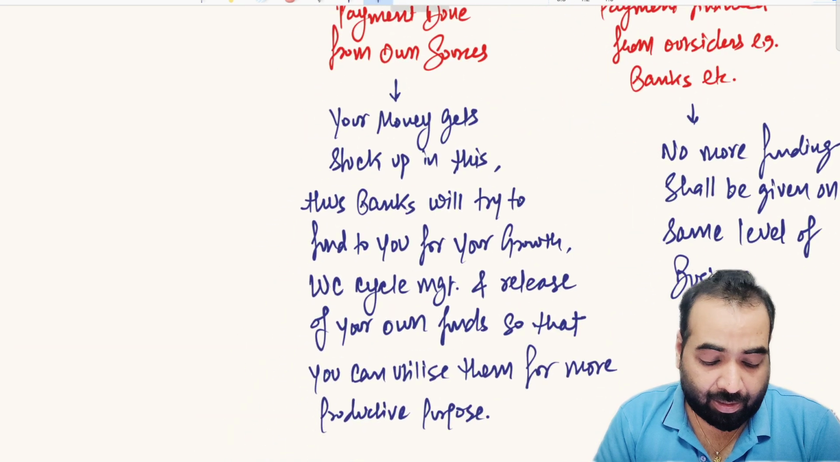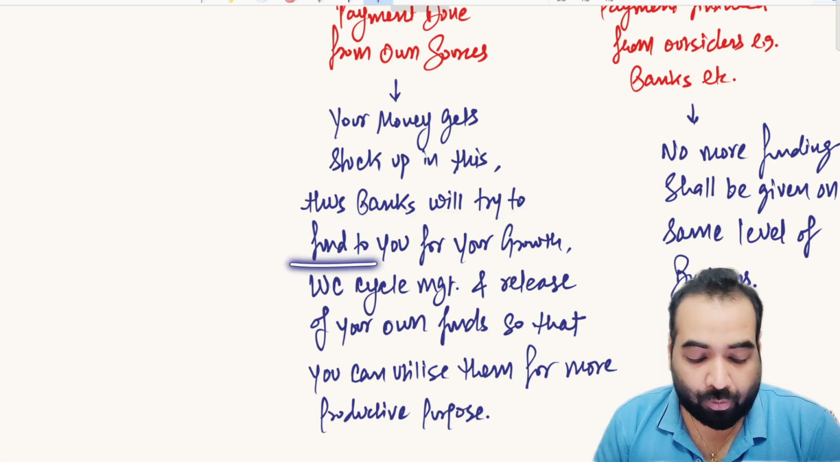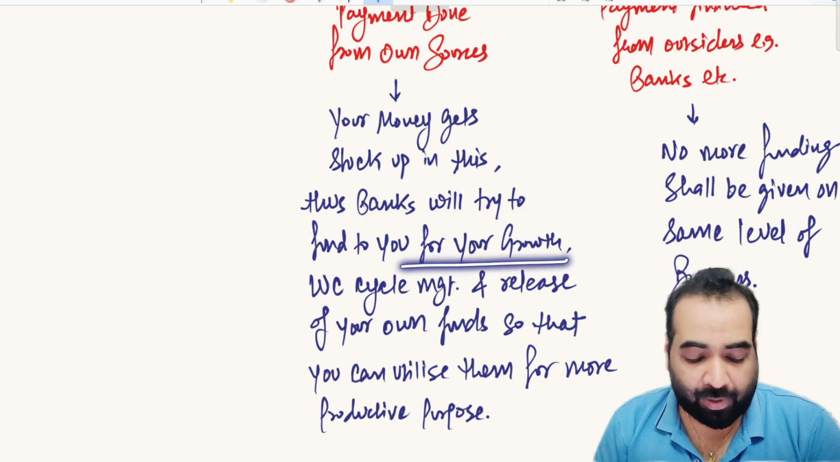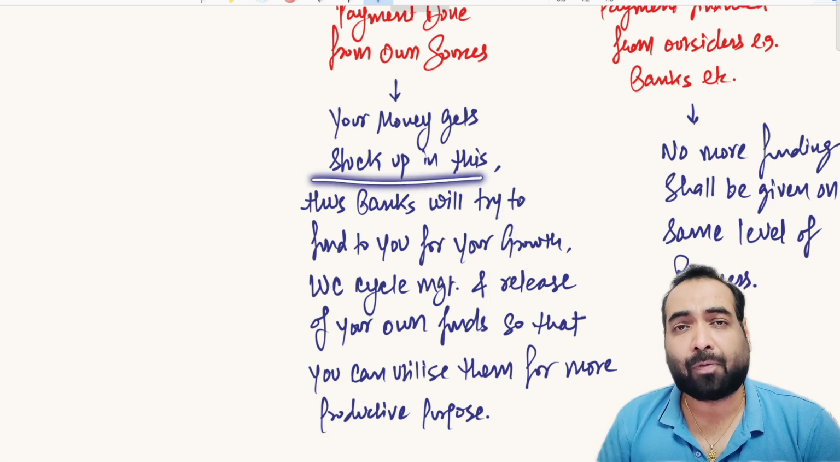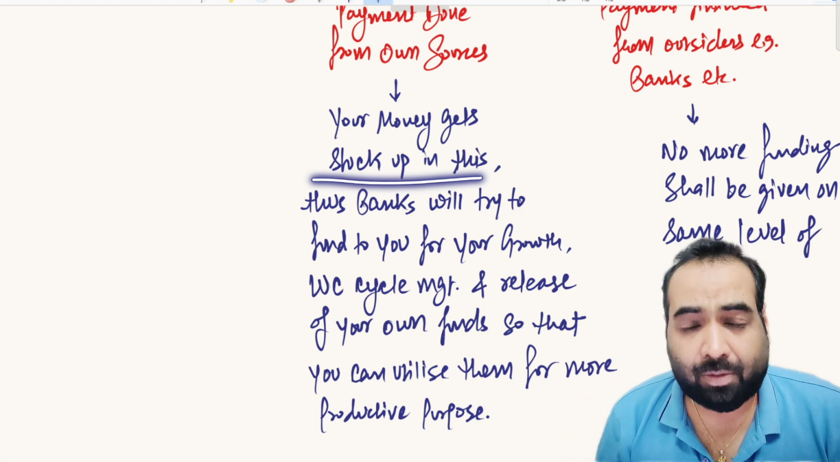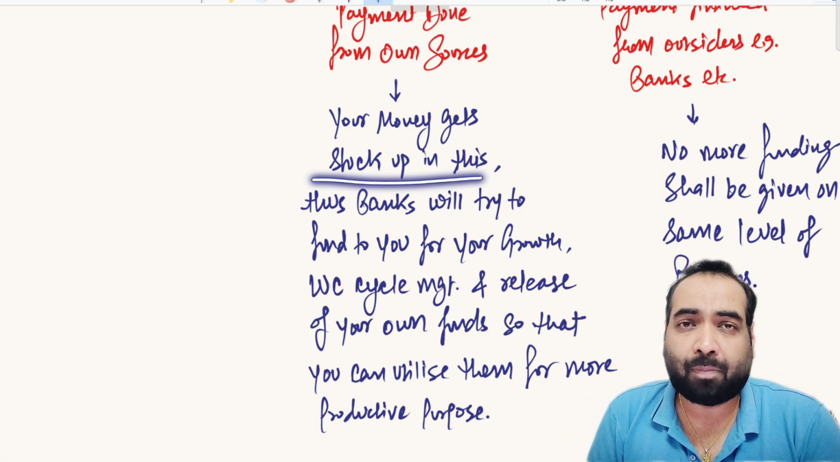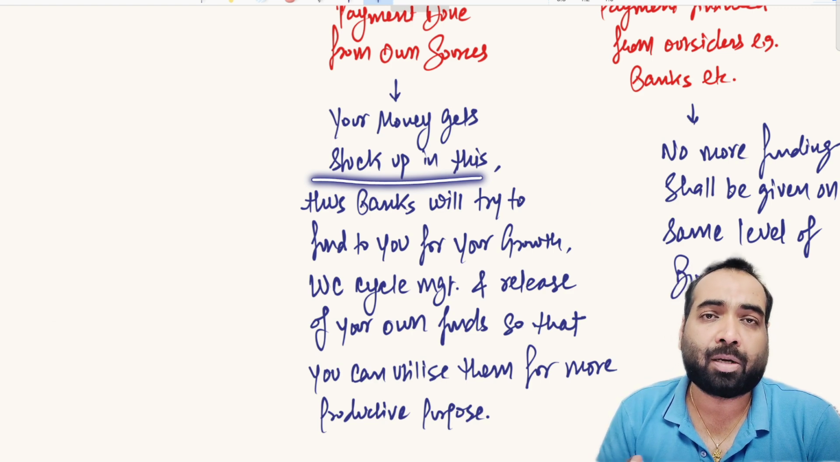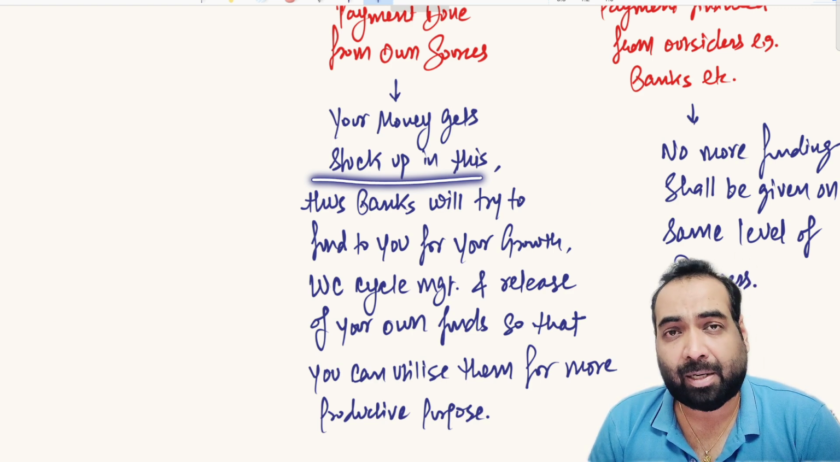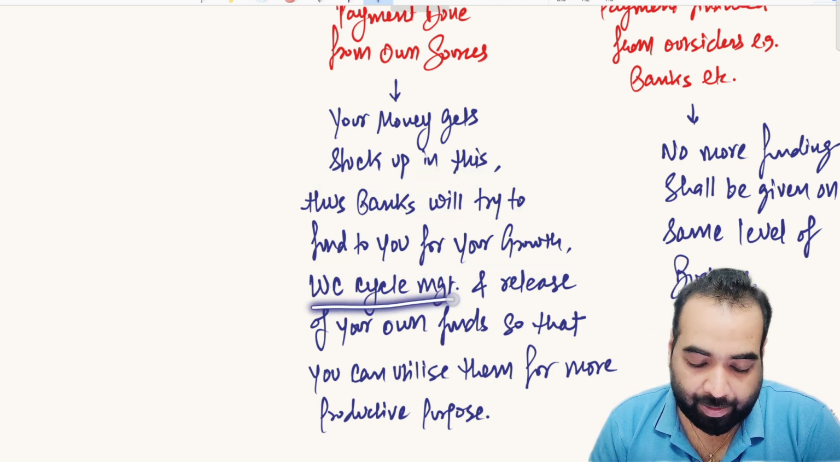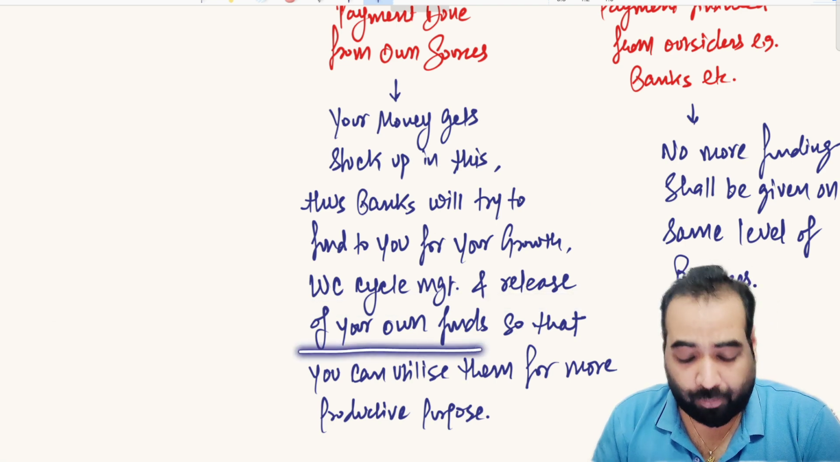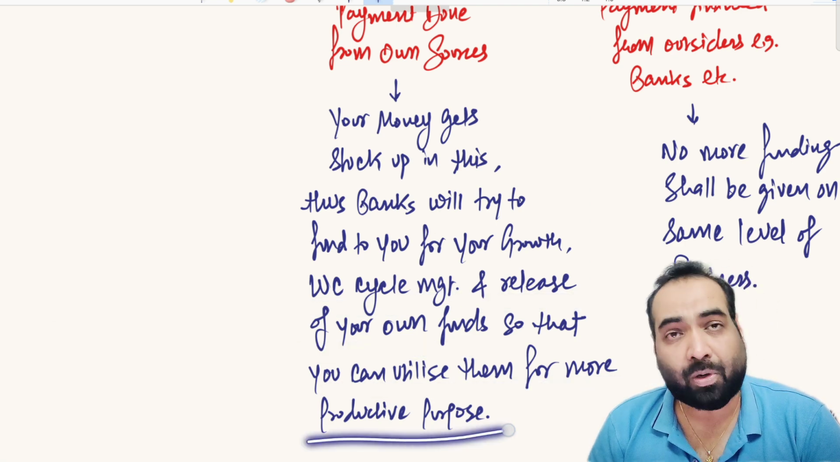So how will the bank read this? The bank will try to fund you for your growth. Bank will say, let me give you that 5 rupees, or 3 rupees, whatever the bank decides. Let me give you something out of these 5 rupees. Let me free up your money, a partial amount out of these 5 rupees or the full 5 rupees, so you use it in your long-term business investment. We will take care of your short-term investment needs. So in this situation, the bank will try to fund you working capital finance. Thus, the bank will try to fund you for your growth, working capital cycle management, and release of your own funds, 5 rupees, so that you can utilize them for more productive purpose.